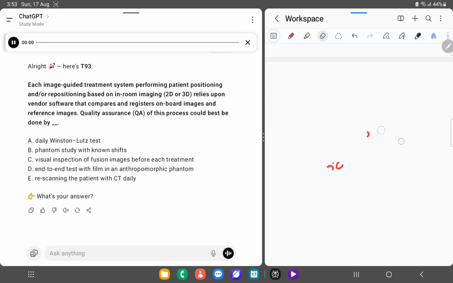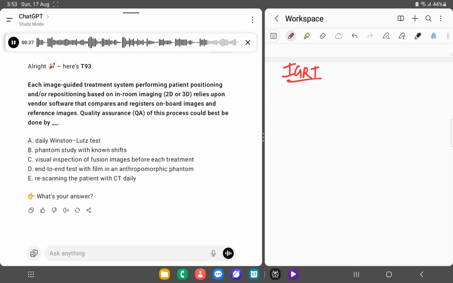All right, here's T93. Each image-guided treatment system performing patient positioning and/or repositioning based on in-room imaging, 2D or 3D, relies upon vendor software that compares and registers onboard images and reference images. Quality assurance, QA, of this process could best be done by A. Daily Winston-Lutz test, B. Phantom study with known shifts, C. Visual inspection of fusion images before each treatment, D. End-to-end test with film in an anthropomorphic phantom, E. Rescanning the patient with CT daily. Your answer?